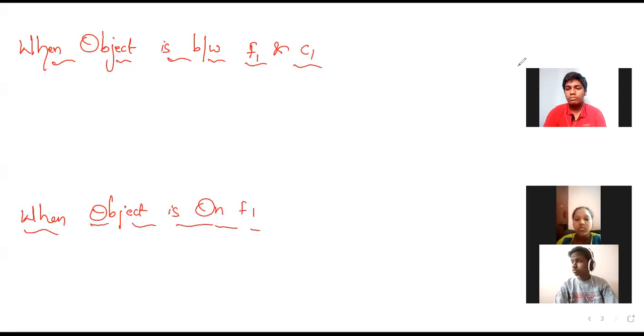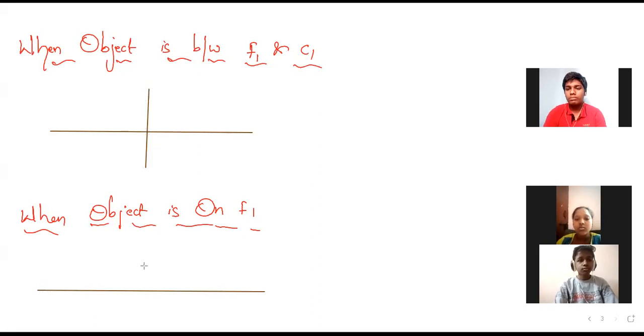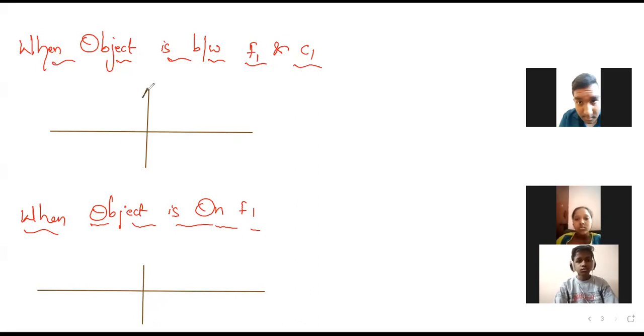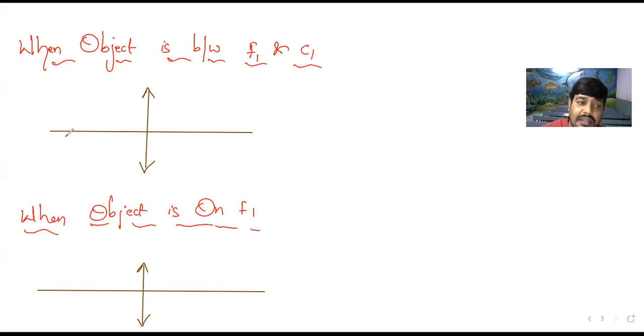Now you need to draw the ray diagram. What is the principal axis? Same here, the principal axis. The convex lens you also have to draw. Yes, I am drawing the convex lens here, like this. Now the center of curvature, everything you should write: C1, F1, F2, and C2. Like in the same way.